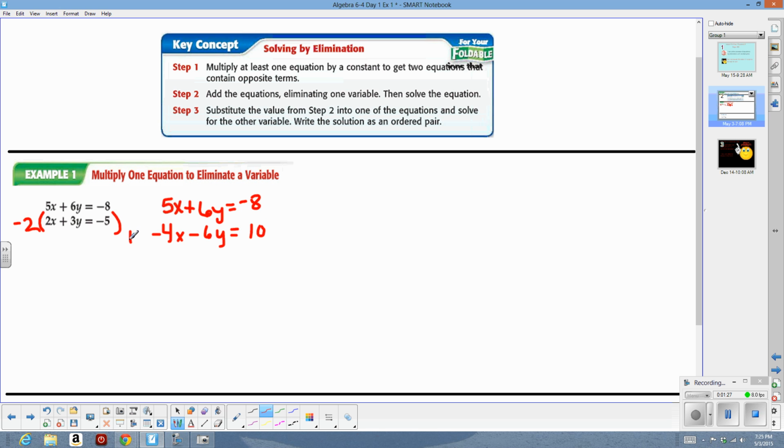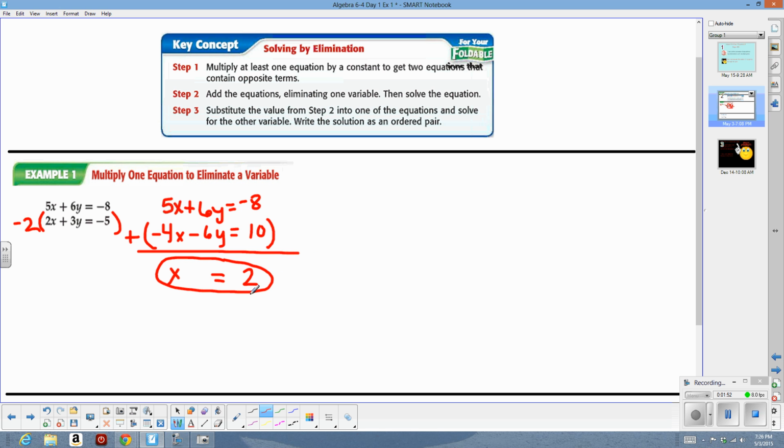Now I want to go ahead and add this second equation to the first one. 5x plus -4x is just 1x. And then 6y plus -6y is 0y. And then -8 plus 10 is 2. So we have x equals 2, which is halfway to our solution.